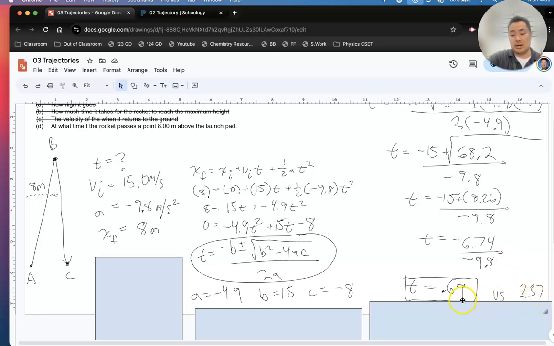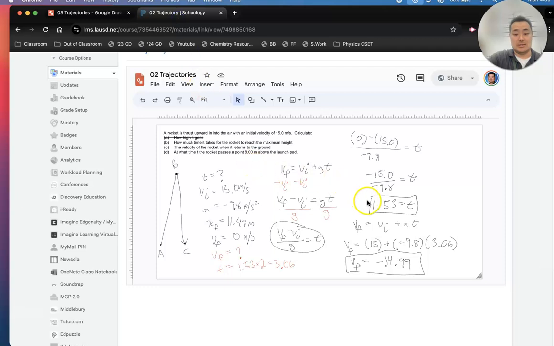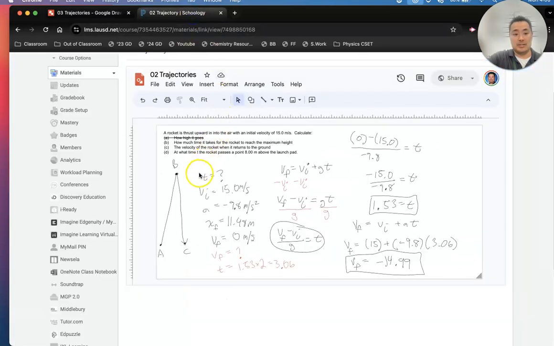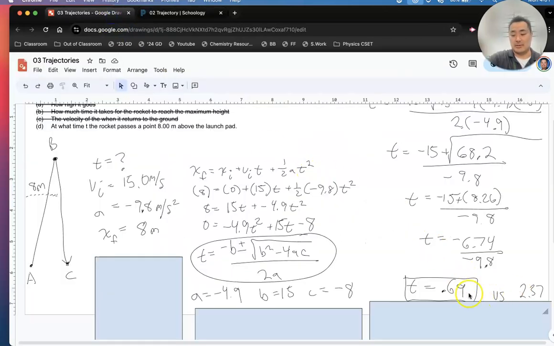Now, out of these two options, we have to use the smaller value because 0.69 seconds is under 1.53. If we had chosen 2.37, then we would exceed the maximum height, which is 11.48. So we will not choose the higher number of seconds. 1.53 is the highest time that has passed. So that is why we use 0.69.